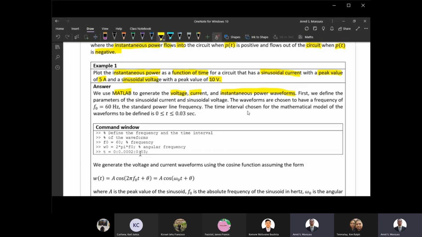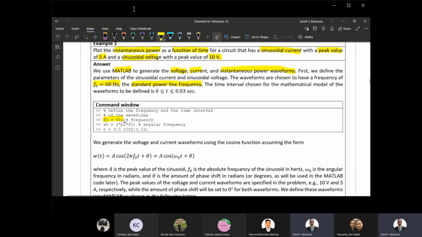Since we will assume na itong circuit na to is connected to the main outlet, or to the mains, we will have its frequency to be 60 hertz. So ito yung standard na frequency of the main outlet that we have at home. Yun yung pinaka-standard na frequency. We call it the standard power line frequency. So we define it in MATLAB with this statement.